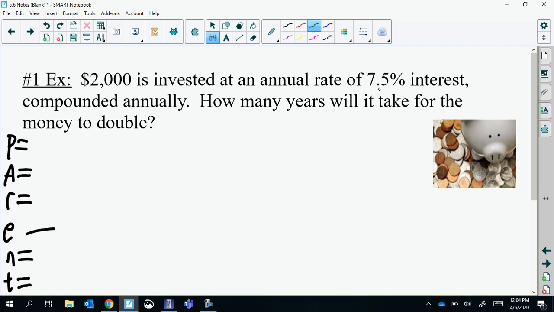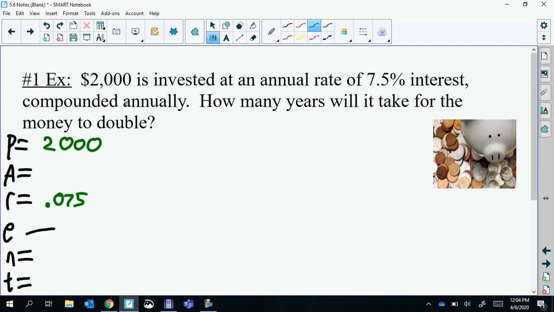The annual rate of 7.5%, that's R. That'll be 0.075. Write it as a decimal. When we type it into our equation, we'll need the decimal for it. $2,000 is invested now, so that's your principal.